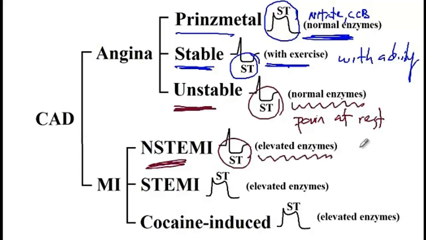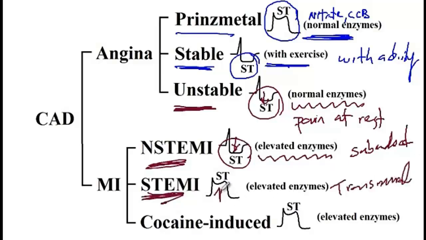Both of these conditions cause subendocardial infarction, as a consequence of which there is ST depression, while patients with STEMI have transmural infarction, where there would be ST elevation and elevated cardiac enzymes. And then finally, cocaine-induced myocardial infarction causes similar findings to STEMI, elevated ST, as well as elevated cardiac enzymes.